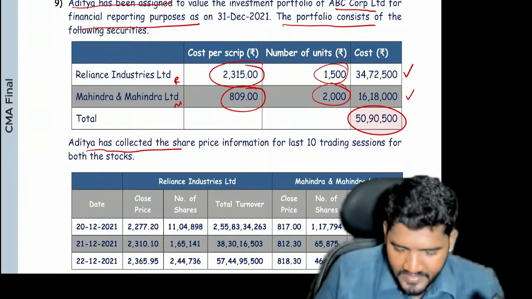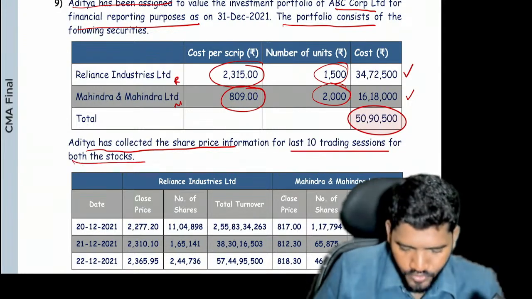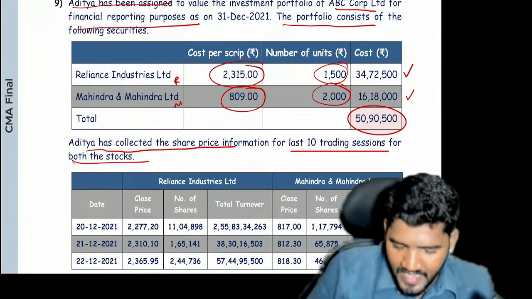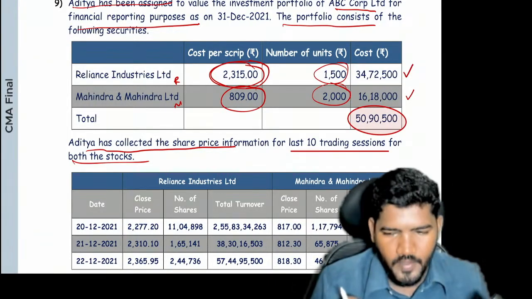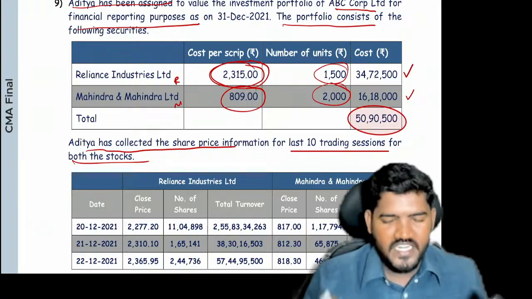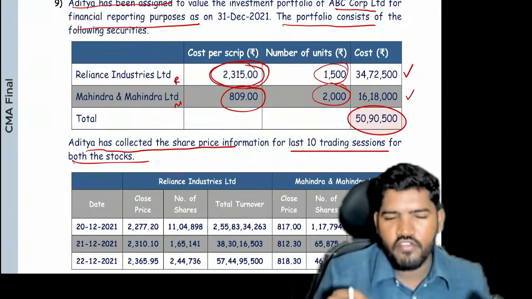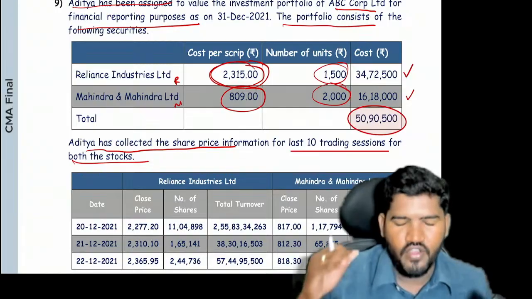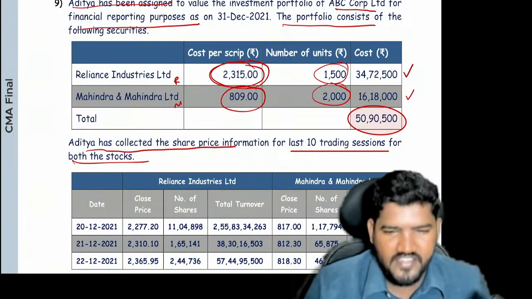Aditya has collected the share price information for the last 10 trading sessions for both of the stocks. They are already maintaining it at cost, but maintaining at cost is not a proper valuation, they feel. That's why they're using fair valuation. So what is the fair valuation? Volume weighted average price is the fair valuation. For the purpose of calculating it, they consider 10 days trading information.